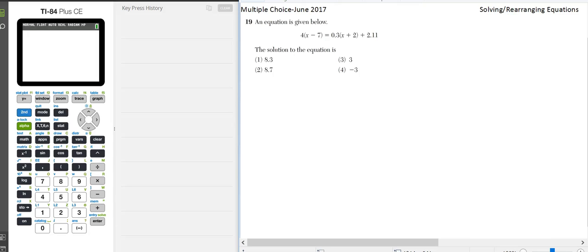This is a Regent question from the June 2017 Regent. It's question number 19. There are many ways to solve this equation. We're trying to solve this long equation for x. There's three ways that we're going to go through.